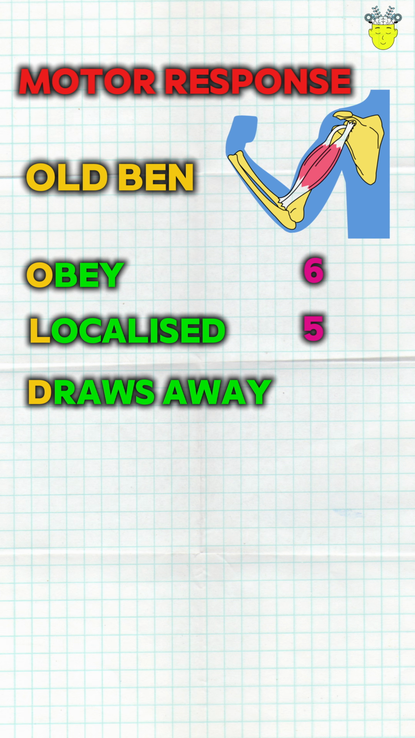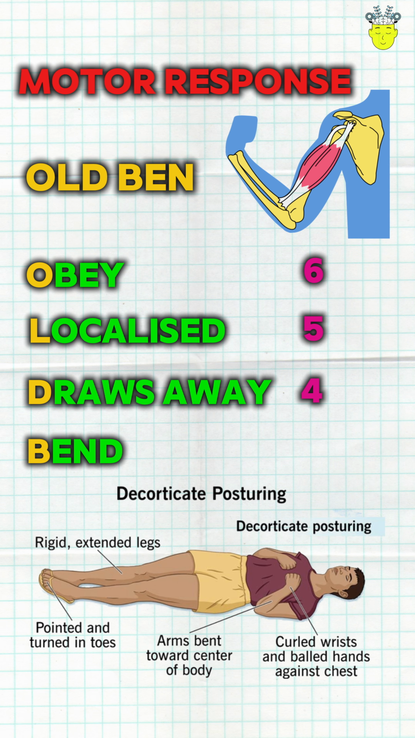And in D, draws away, the patient will withdraw or pull the limbs away from the pain. They won't try to push away our hand, they will just withdraw from the painful stimuli, which we can give as 4. In B, bends, abnormal flexion takes place, which we call decorticate posturing, where the arms are abnormally flexed towards our body. And the scoring for this will be 3.